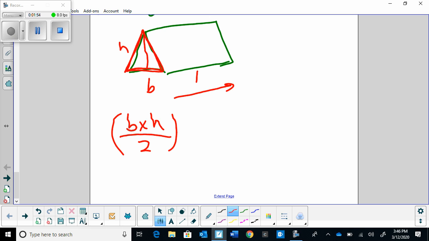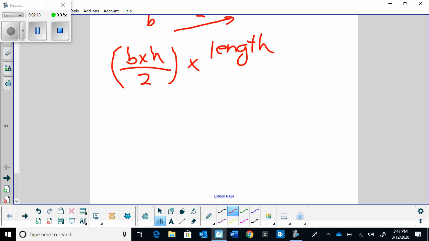But how many times do we have that front triangle? Well, to fill this triangular prism, we have to have this triangle here at the front a length amount of times. So we have a triangle front, and then we continue having it however long the length of the prism is. So that would be our general formula for a triangular prism.